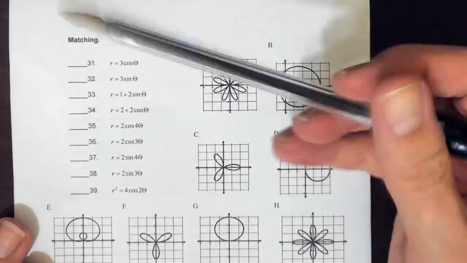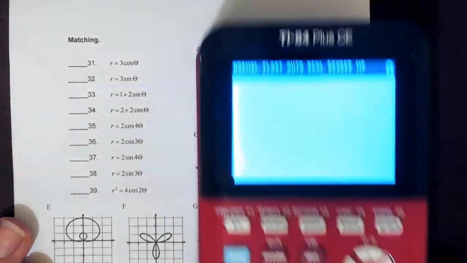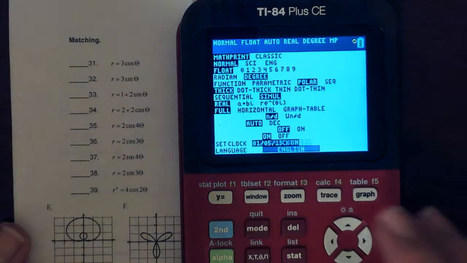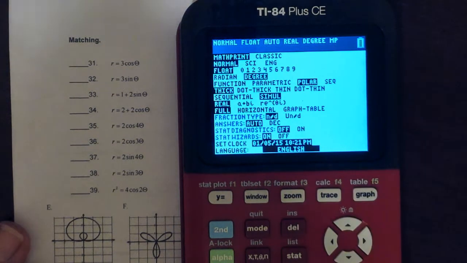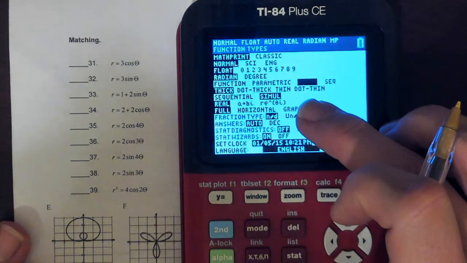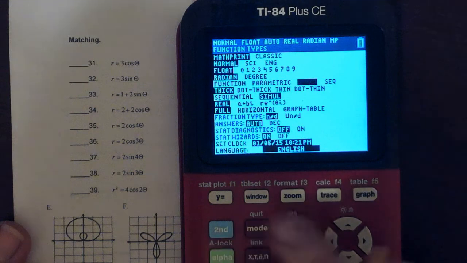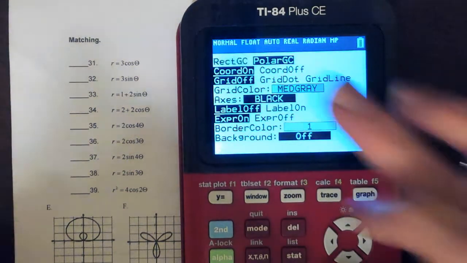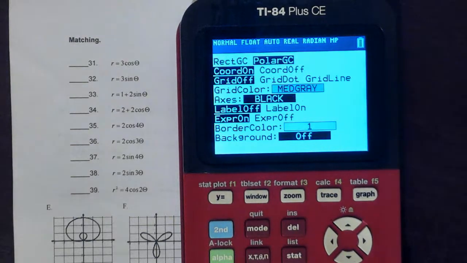So on the back of the review, in the matching section, a couple of things you have to remember about your calculator when you get to this section is you need to go to mode in your calculator, and we're going to go back to radians, and then you need to arrow over to polar. And then you're going to go to your format, which is second, zoom, and you're going to make sure that your polar graphing coordinate system is on.